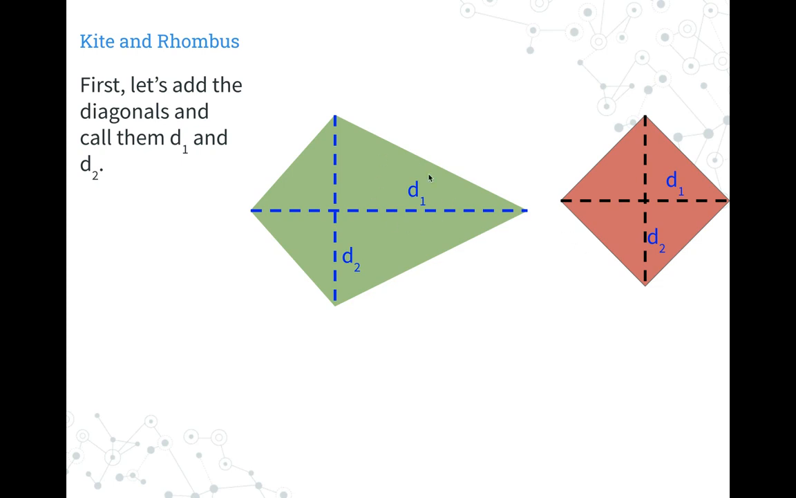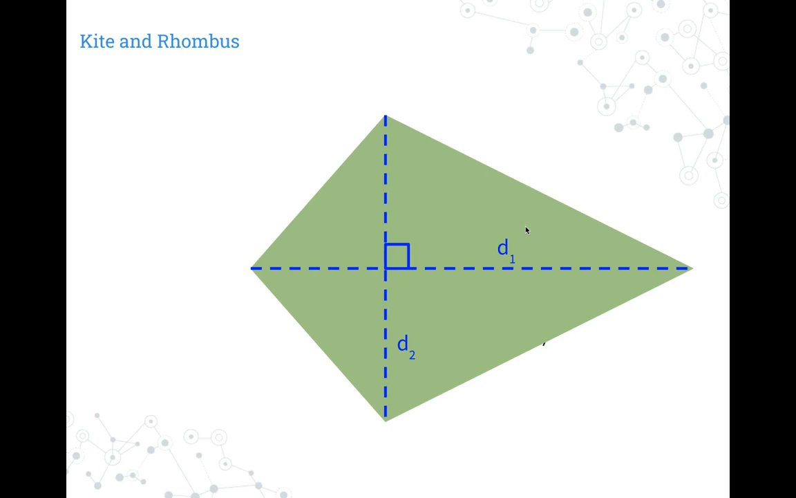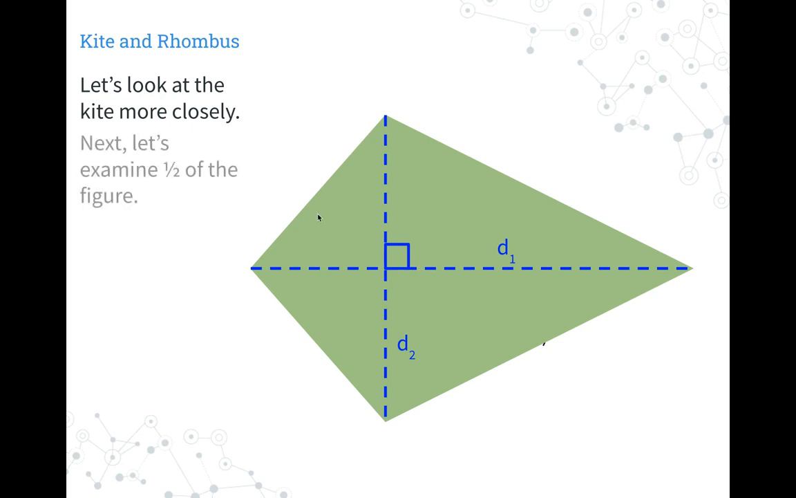So I want to just focus in on one of these shapes. So let's go ahead and look at the kite more closely. You also have to recall something about the properties of the diagonals of the kite and the rhombus. They intersect in perpendicular fashion. So this is a right angle right here. Okay, so what I'm going to do is examine this top half, because this diagonal also bisects. It cuts the kite in half. So let's just look at this top half.